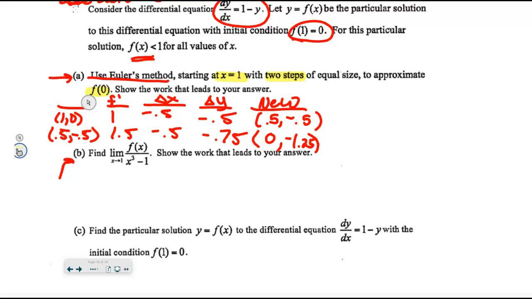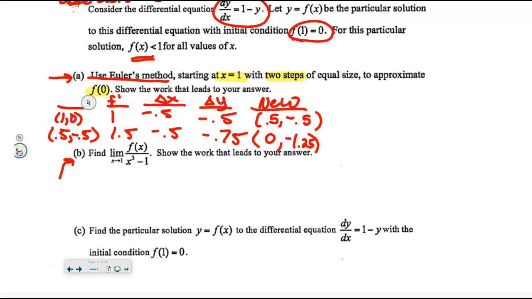Now read this one and kind of decide what skill it is. FRQs are deadly because they mix. You never know what's coming next. Yeah, I started with Eulers, but part B, what calculus topic is part B? Yes, it's a limit, but it's L'Hopital. Because what happens on your direct substitution?